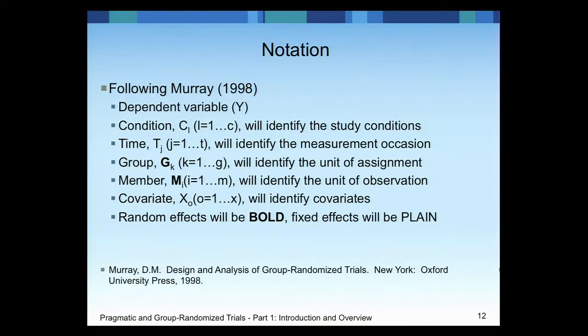Member, these are the participants that are members of the groups that are observed to find out what the effect of the intervention is. They are the units of observation and are represented by capital M. Covariates are represented by capital X. These are covariates that we may include in the analysis to adjust for imbalance on something like sex or age or employment or other such characteristics. I distinguish between random effects using bold type, so groups and members in a group randomized trial are always random effects, and so noted in bold. Fixed effects are in plain type, such as condition, time, and covariates.